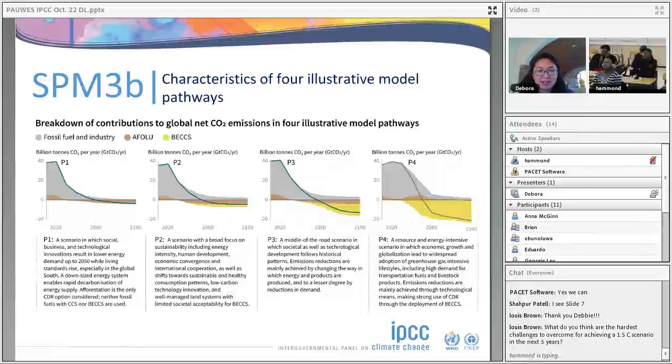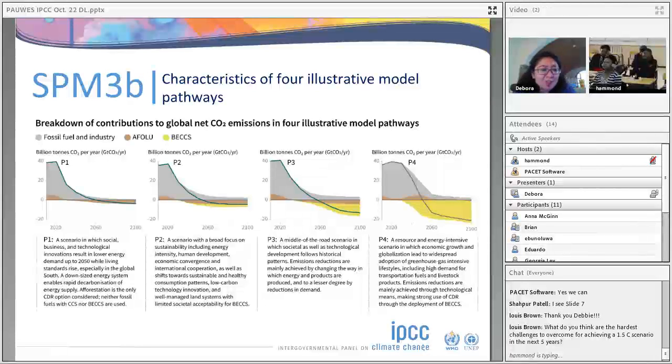Hello? In the next 5 years? I think the biggest... Yes, I just read the one from Lewis: what do you think are the hardest challenges to overcome for achieving a 1.5C scenario in the next 5 years.